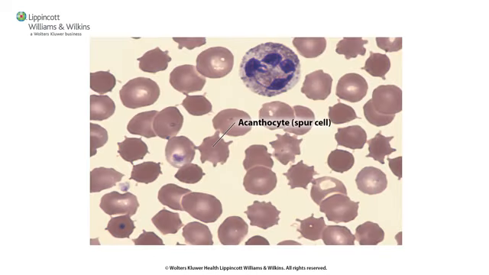And there's a similar looking cell called a spur cell, or the proper term for this is an acanthocyte. These cells are also spiky, but they are irregularly spiked. So the spacing of the spikes is irregular, and the size of the spikes is irregular. Some are big, some are little. Acanthocytes are seen in liver disease and abetalipoproteinemia.